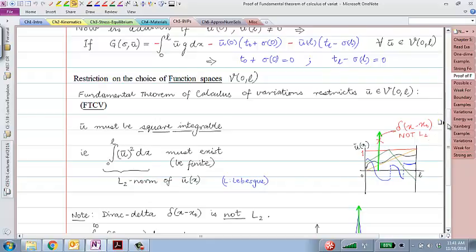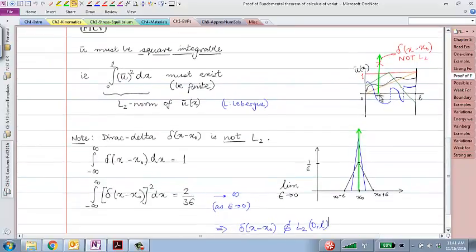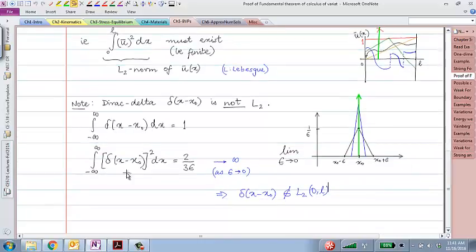And we saw last time that most functions that we have, even discontinuous functions, are square integrable. You can square a discontinuous function, and it won't be defined at a finite number of those discontinuous points, but everywhere else you can still integrate it over the domain, and that integral would exist. A particular type of function that is not square integrable is the Dirac delta function. As we saw last time, if you integrate the square of the Dirac delta from minus infinity to plus infinity, you get 2 over 3 epsilon, and as epsilon tends to 0, that goes to infinity, meaning it's not square integrable.